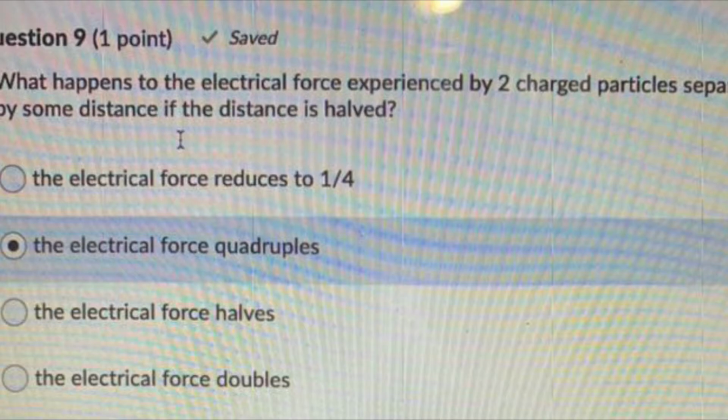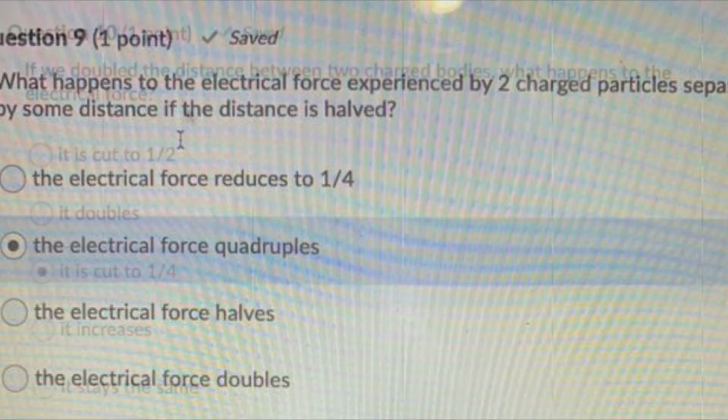And so basically, if your distance is halved and your force is inversely proportional to the distance squared, first of all, you would have to inverse it, and that would be 2. Since it's squared, that is 2 squared, which is 4, so quadruple.